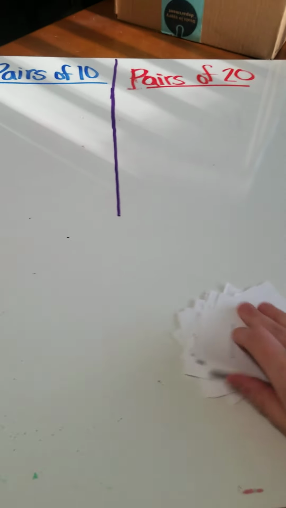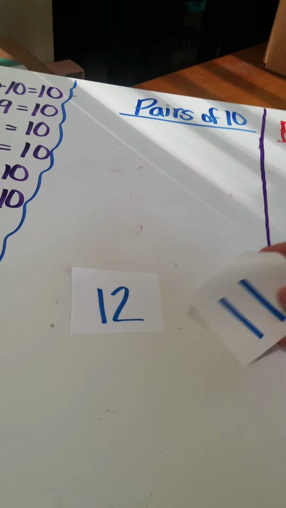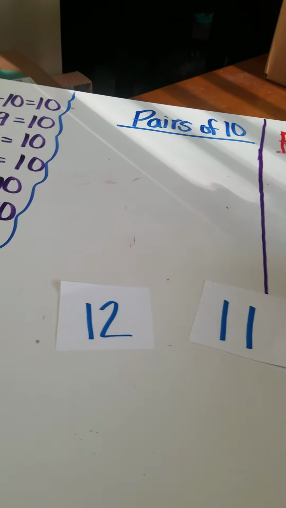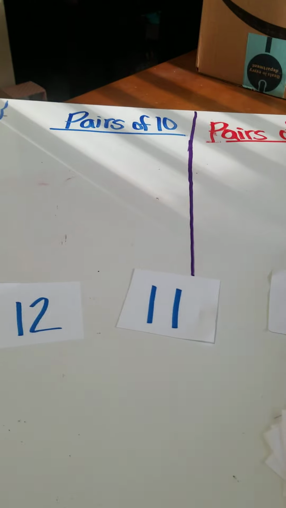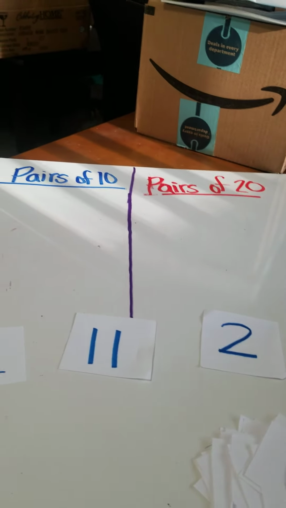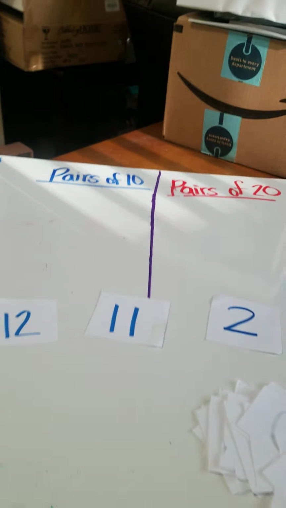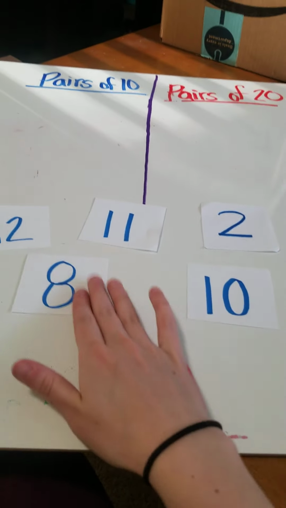So we make our pile. We're going to flip 5 cards at a time. So I have a 12, 11, 2, 8, and I have a 10. So that's 1, 2, 3, 4, I have 5 cards here. Now I'm gonna move them so you can see them. All right, so these are my 5 cards.